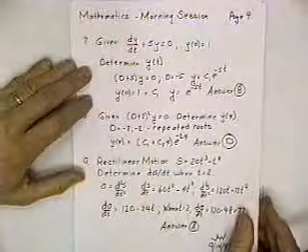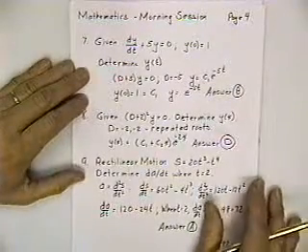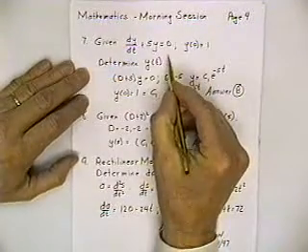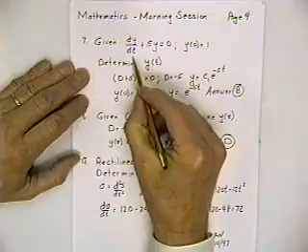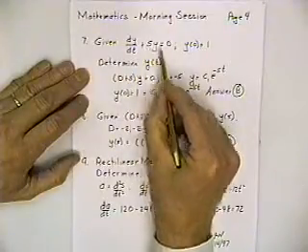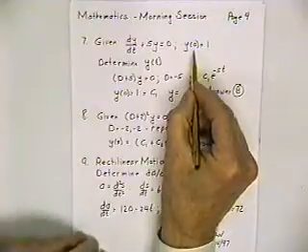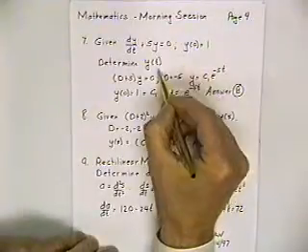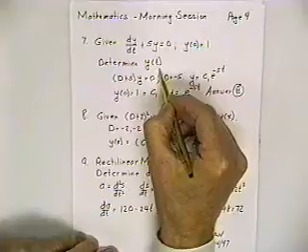Now, the next one they give you is a really toughie of a differential equation. It is a first-order linear differential equation with a constant coefficient and an easy initial condition. It asks you to determine y of t.